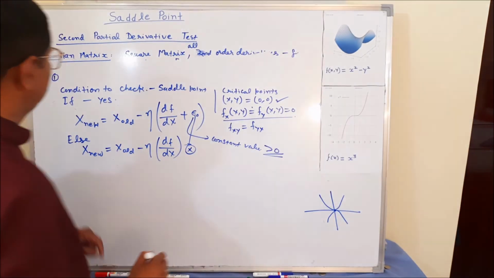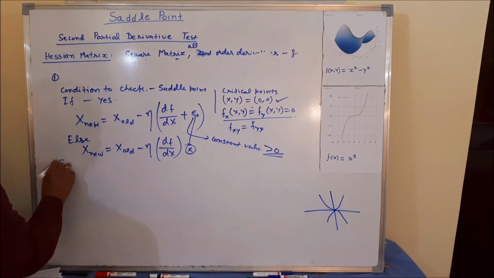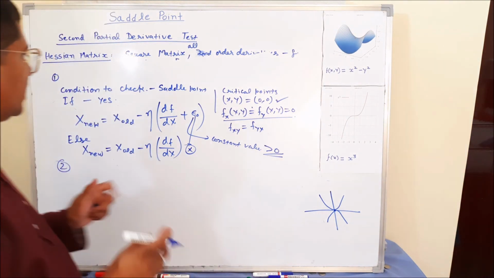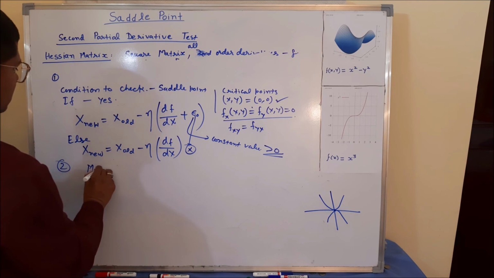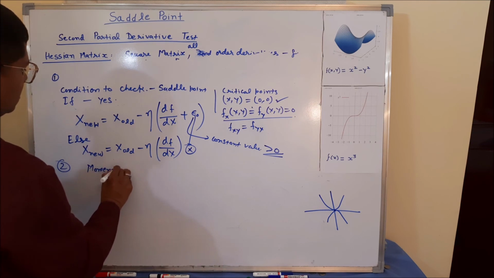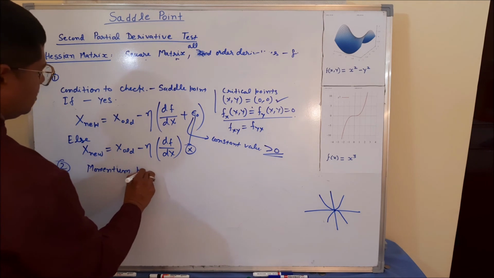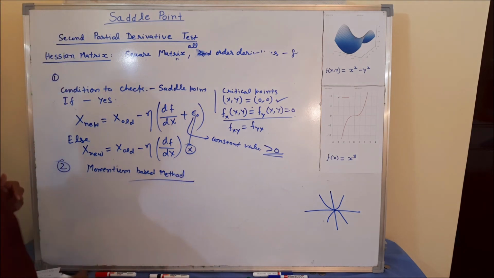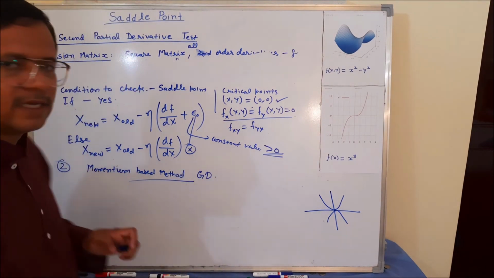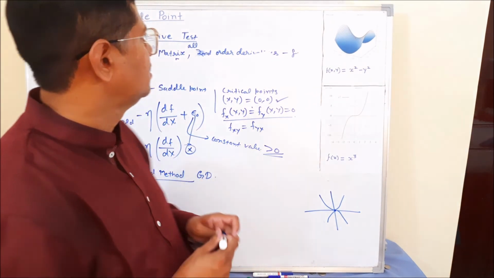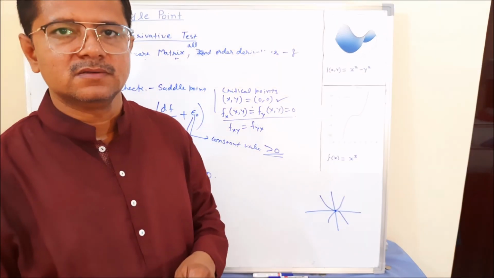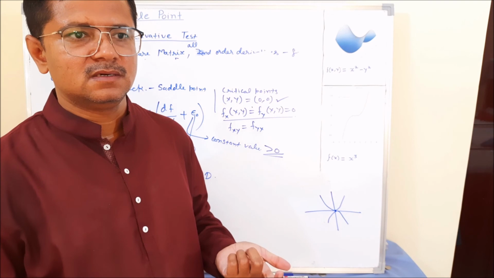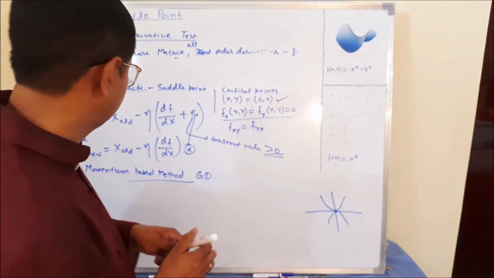In the second way, it is already proved that the momentum based method for gradient descent actually helps in coming out of the saddle point scenarios. For the momentum based method, I have already prepared one video that you can watch. I have given the link in the description box.